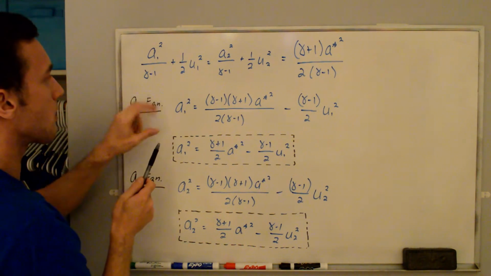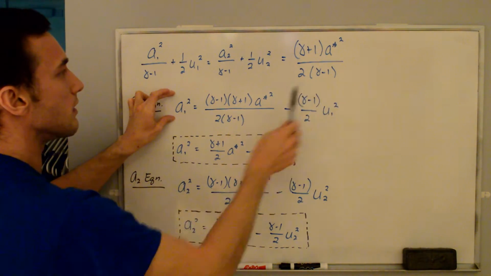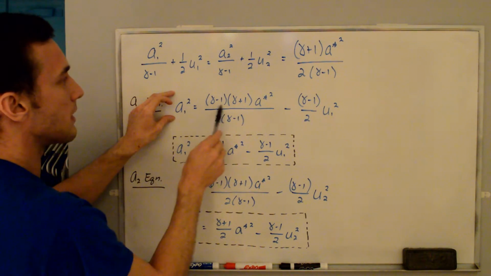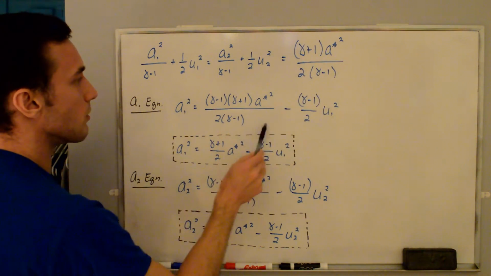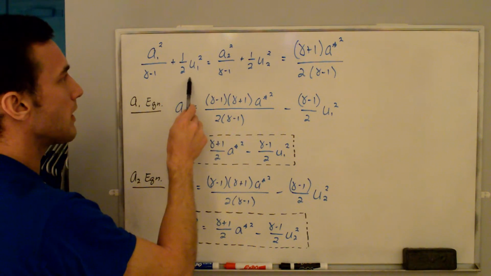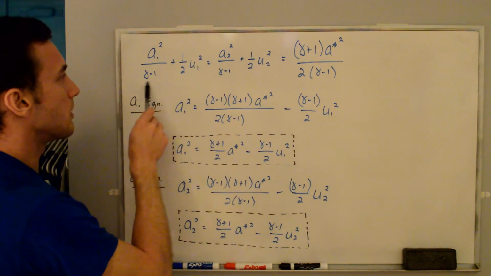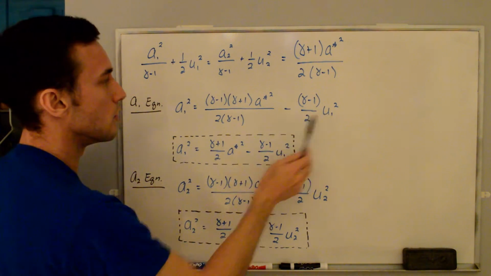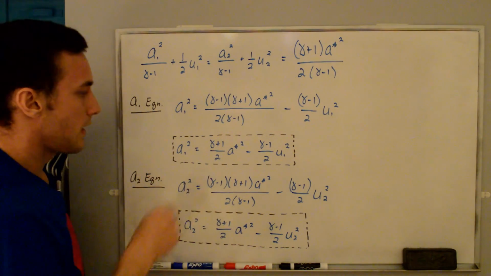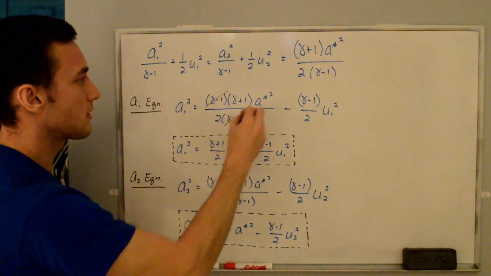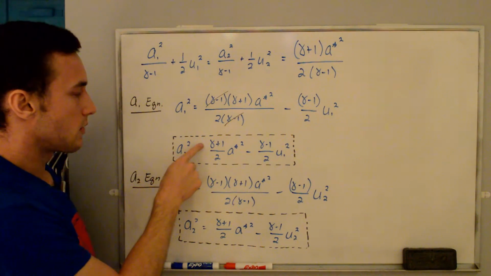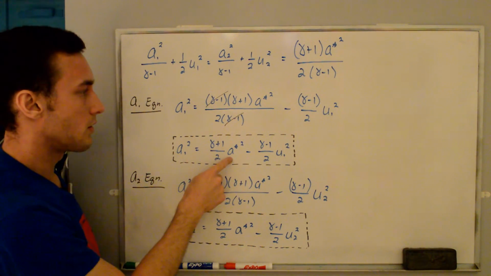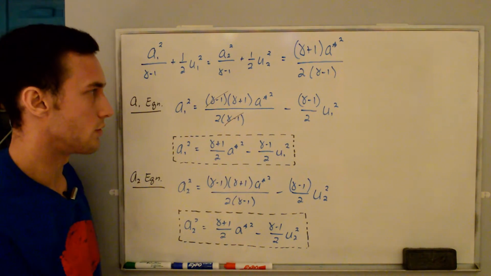So we're left with A1 squared on the left-hand side. Then we have this term here, but we've multiplied by gamma minus 1. So I have this gamma minus 1 times this term here, which is given here. And then I've subtracted off that 1/2 U1 squared here, but we've also multiplied by gamma minus 1. So I have gamma minus 1 over 2 times U1 squared. And if we simplify this down, the gamma minus 1's cancel in here, and we end up with A1 squared is equal to gamma plus 1 over 2 A star squared minus gamma minus 1 over 2 U1 squared.